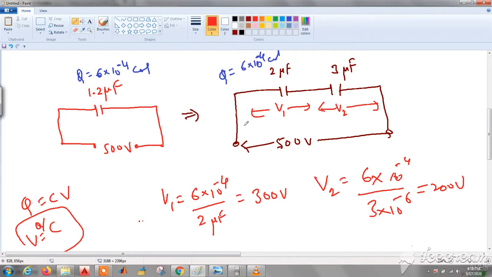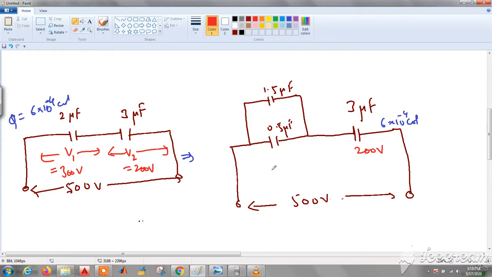Now let us go one step back to building our main circuit that is given in the question. Let's split up the 2 microfarad capacitor into the parallel connection of 1.5 microfarad and 0.5 microfarad capacitors. We know it, we did it just now.